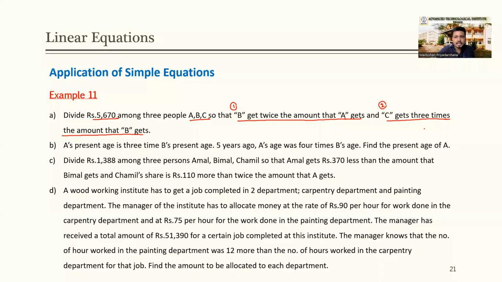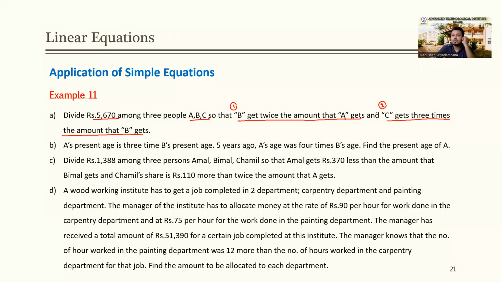Yes. C gets 3 times the amount that B gets. If B gets 100 rupees, what is the amount that should be received by C here? 3 times of that. If this one gets 100, this one gets 3 times that, which is 300. If this one gets 1000, this one gets 3000. If this one gets one rupee, this one gets 3 rupees. Always C should get 3 times the amount that B gets.